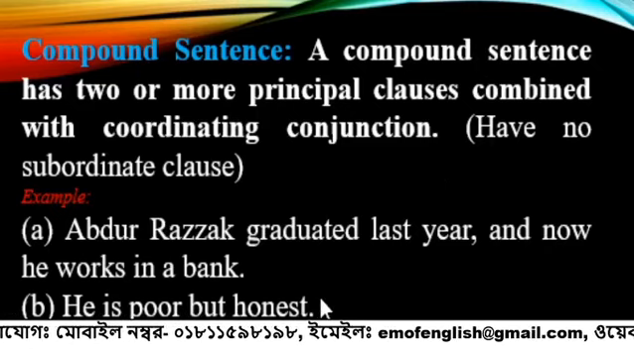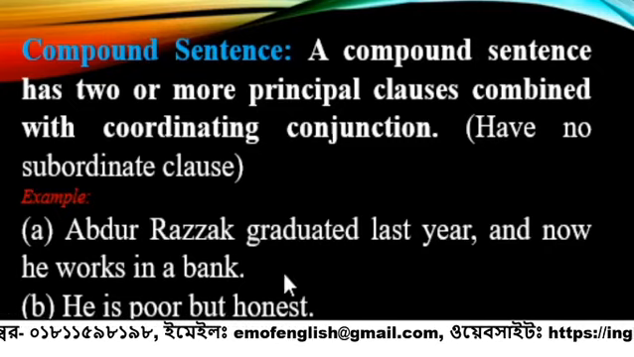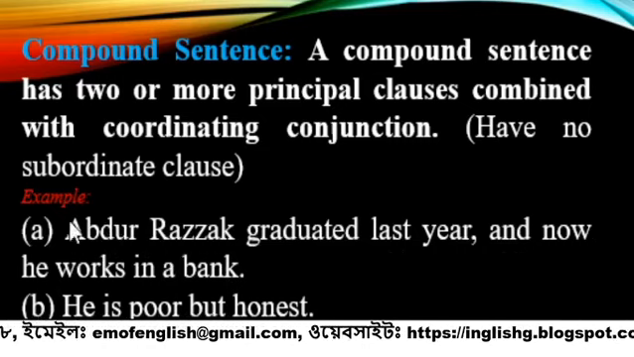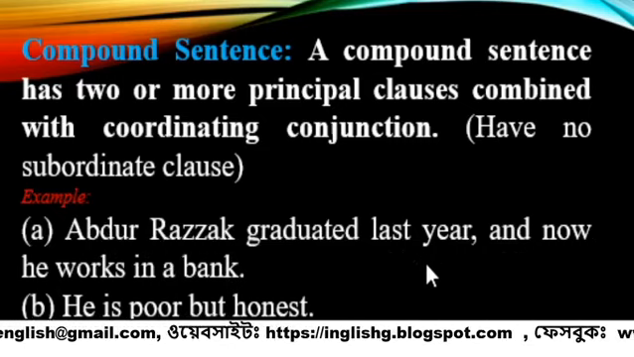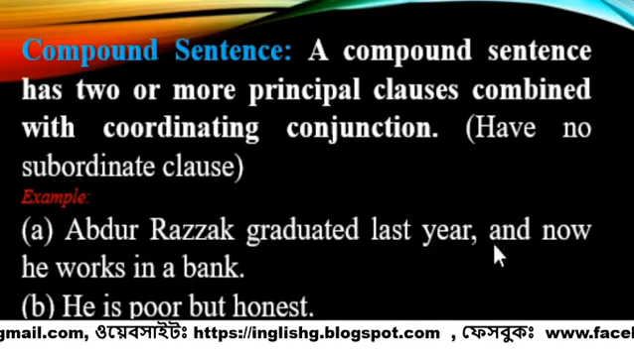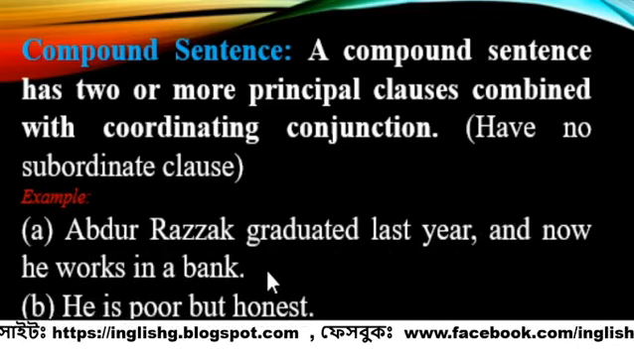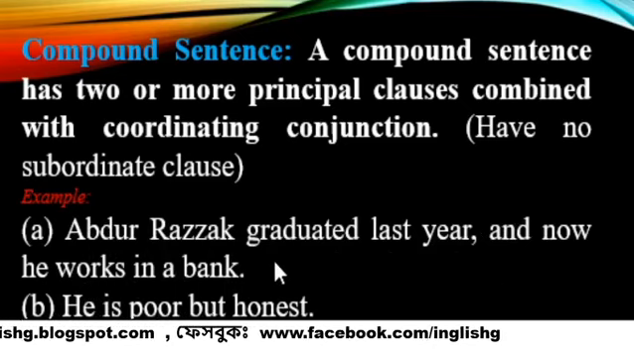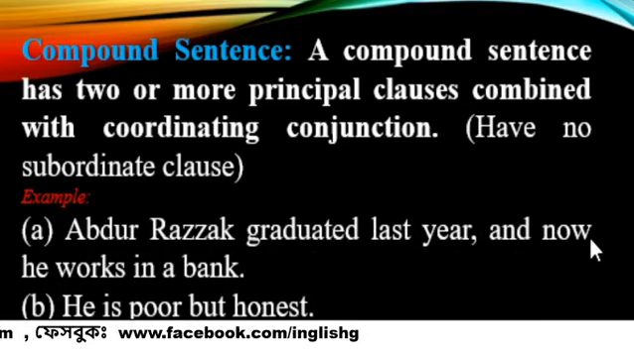Abdul Razzaq graduated last year and now he works in a bank. Here, Abdul Razzaq graduated last year is a principal clause that is combined with the coordinating conjunction and. Now he works in a bank is also a principal clause. Here, two principal clauses are combined with the coordinating conjunction and. So it is a compound sentence.